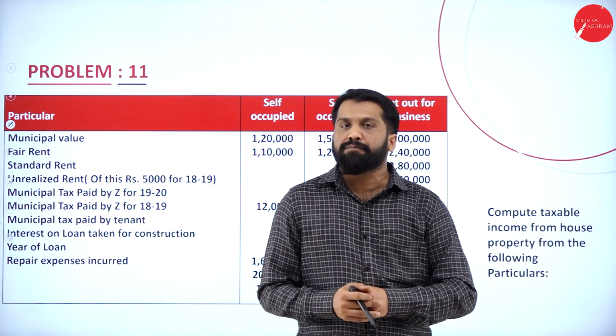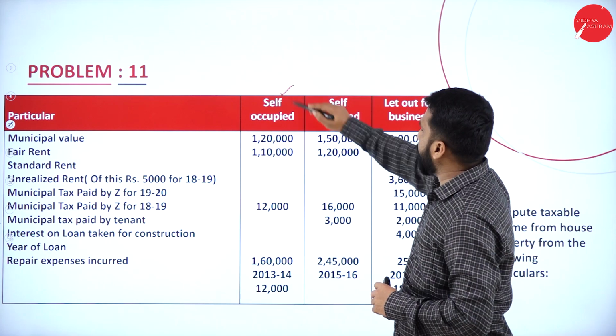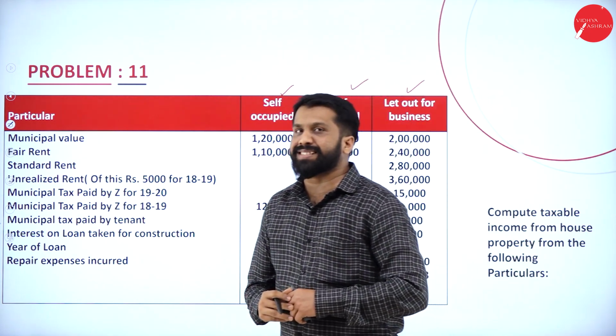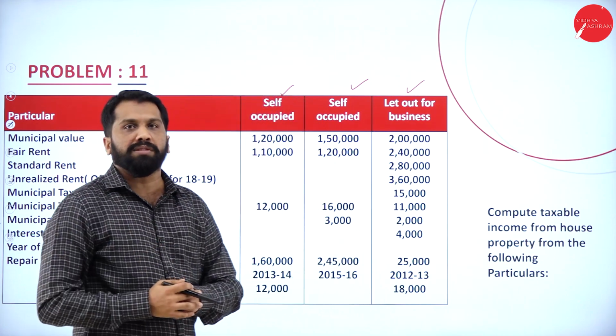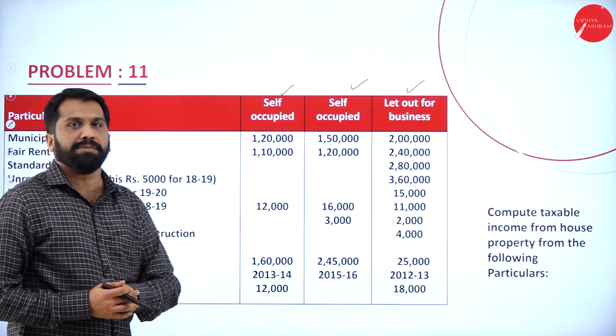For your income from house property. Now, the problem is like this. You have self-occupied and let out for business. Now, two houses are self-occupied, one house for your business purpose.